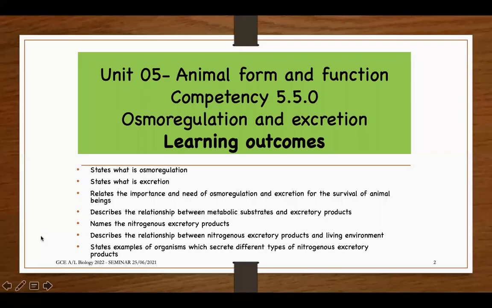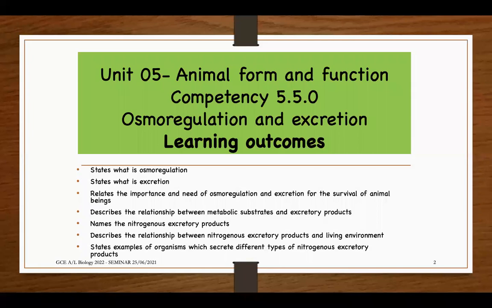Now, before we start the lesson itself, there are some learning outcomes that the government or the Department of Examinations want you to know. I hope you have gone through the teacher's guide at least once, because in the teacher's guide, they have given the learning outcomes. You can always download it from the NIE website. If you know what they're expecting from you, you can always prepare yourself to give good answers. All right. So these are the learning outcomes that they're asking from you.